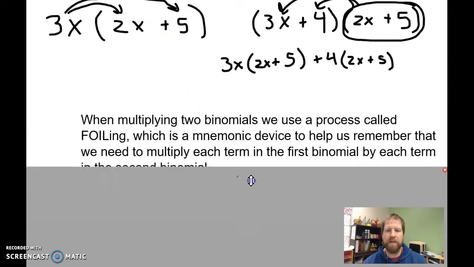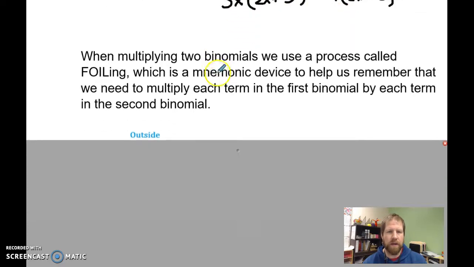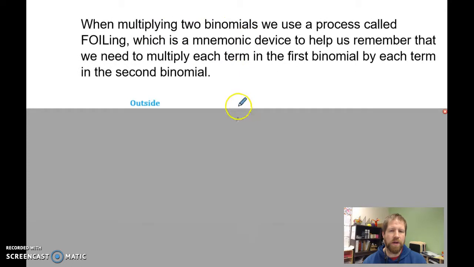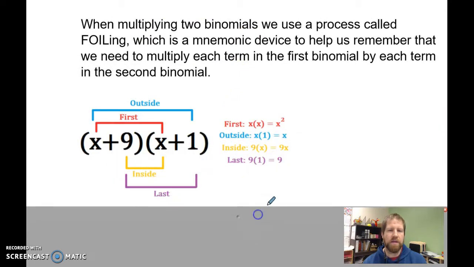Okay, there is an easier way to do it though, because this has kind of a lot of steps, and we're going to have to end up combining things at the end. When we're multiplying two binomials, we're going to do something called foiling. And foiling, that's just a mnemonic device to help us remember that we need to multiply each term in the first binomial by each term in the second binomial.